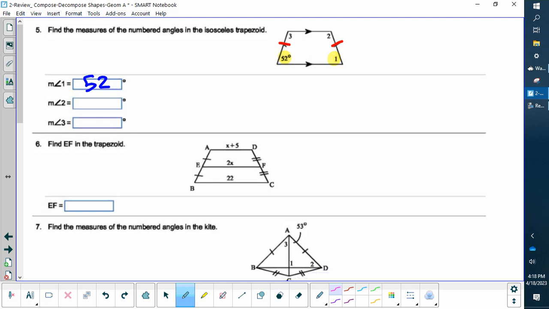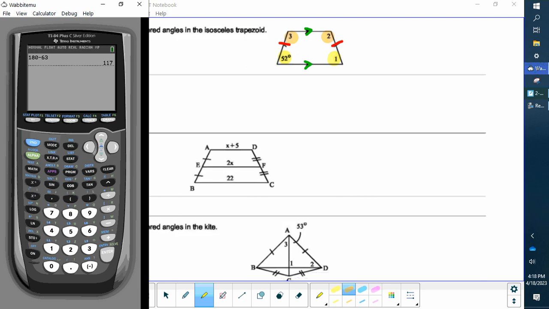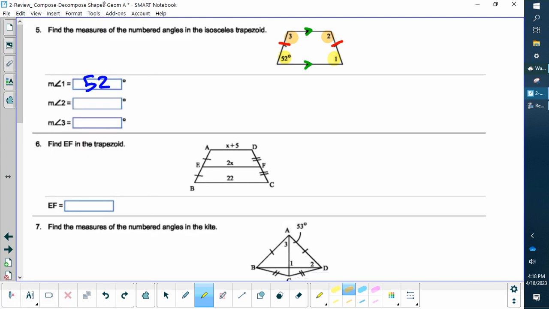And just like we did in the last problem, the parallelogram, because of these parallel lines, these consecutive angles are going to be supplementary. So that means angle 1 and 2 here have to add up to 180, and angle 3 and 52 have to add up to 180. And angle 2 and 3 are also going to be equal. So let's do 180 minus 52, and we get 128. So 128 for both of these angles. 128, 128.